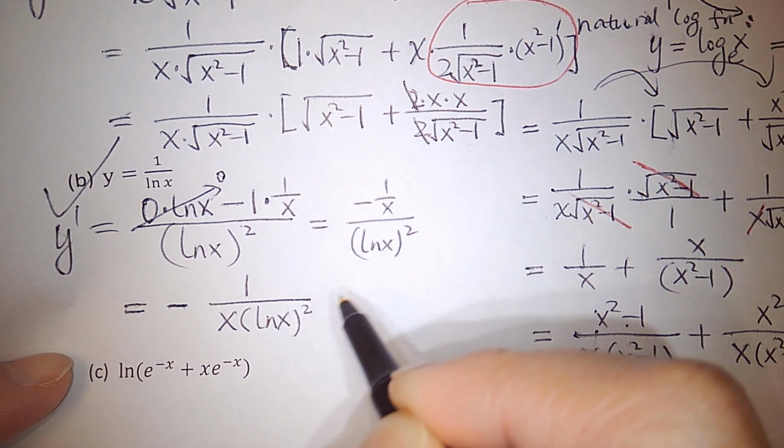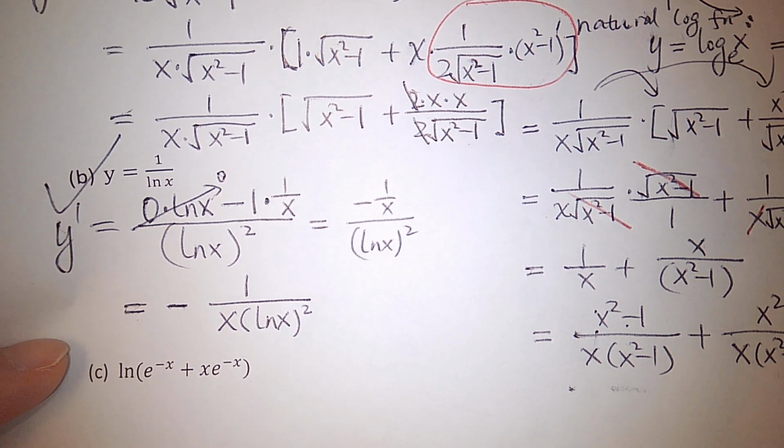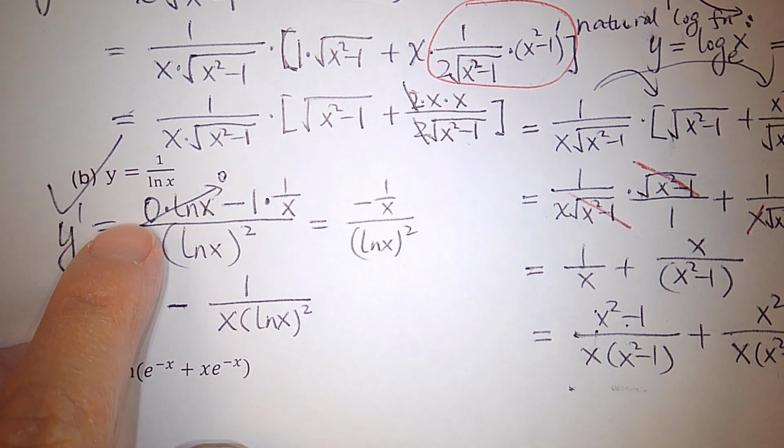ln x squared. Done. See, this is an easy question, right? Why is the derivative 0 at the end of the numerator? It's the derivative of the constant, because the derivative of 1 is 0.